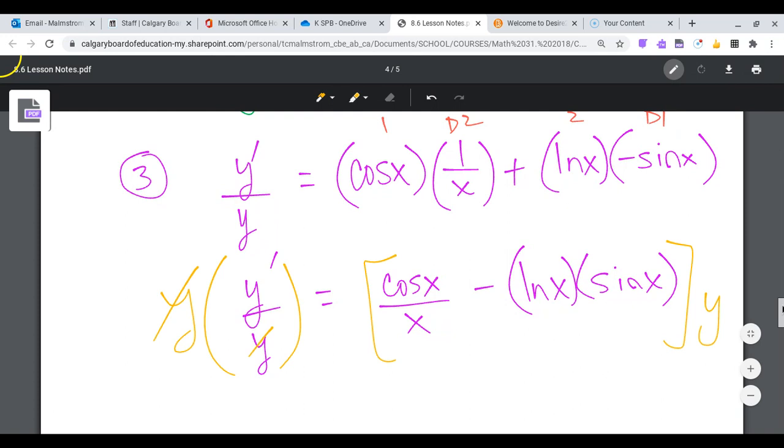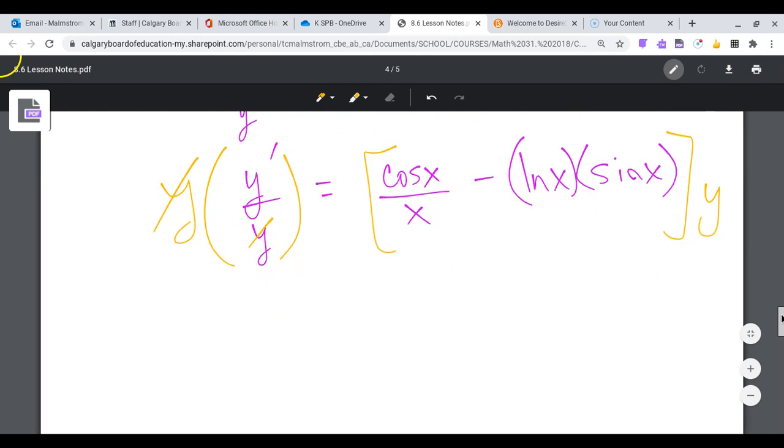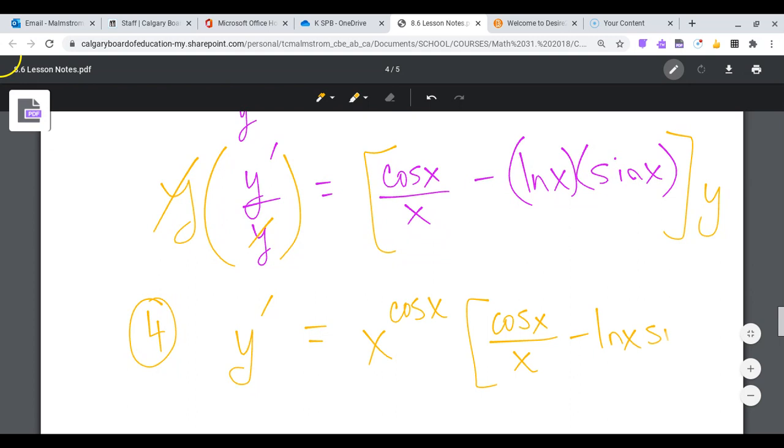This one was super fast and easy, hopefully. Let's see. So step 4, we have that y prime is equal to, so who was y? Y was x to the power of cos x, and then we have cos x on x minus ln x sine x. And really, there's not anything we can do to make that prettier.